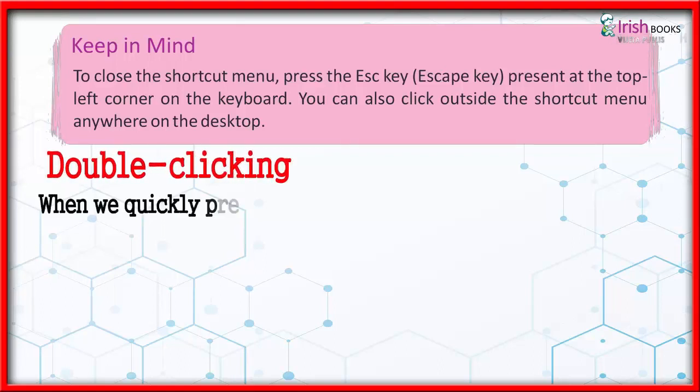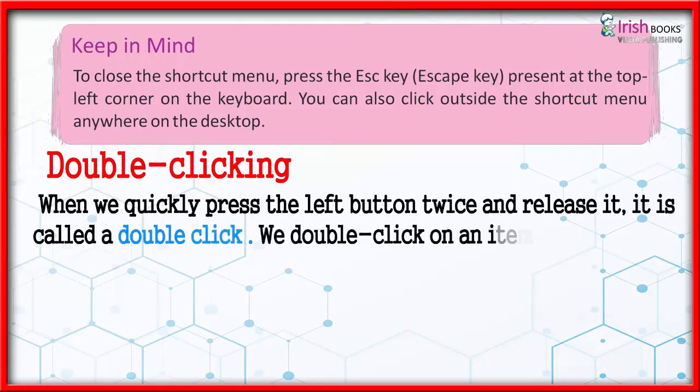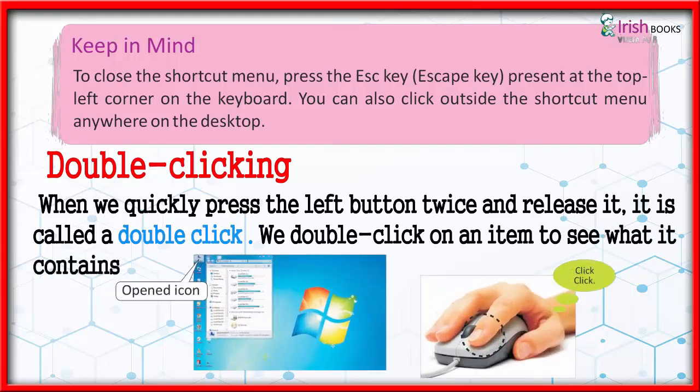Double clicking. When we quickly press the left button twice and release it, it is called a double click. We double click on an item to see what it contains.